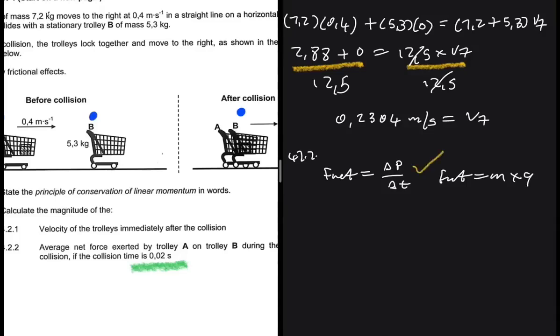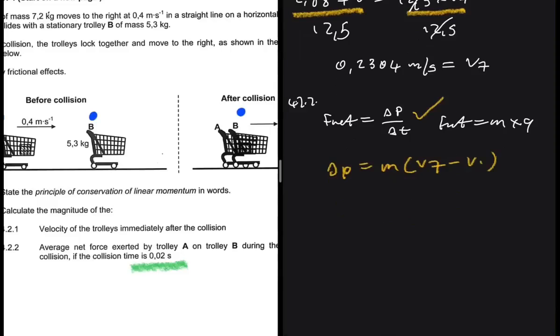If we use the first one, we know that the change in momentum equals the mass multiplied by Vf minus Vi. We're on the same page now. We can substitute, so F net will equal the mass. Let's use trolley B, but you can use trolley A and you will get the same thing.